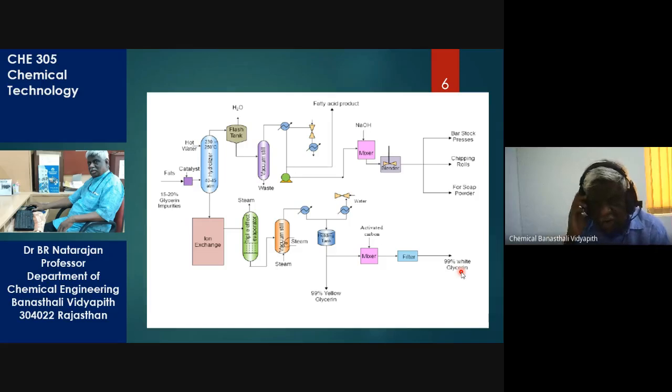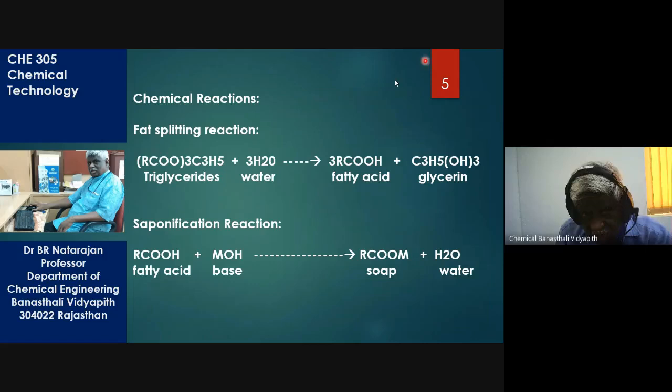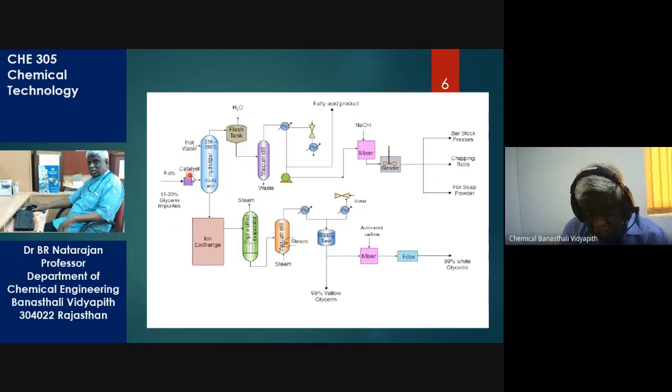Glycerin is used for face wash and cleaning the face mask, etc. Okay, so this is about the flow sheet. So you have the fat coming mixed with catalyst, put into the hydrolyzer, and hot water is added for the fat splitting reaction to take place. The catalyst zinc oxide helps in the fat splitting reaction. Okay, and then you have a top product and a bottom product.